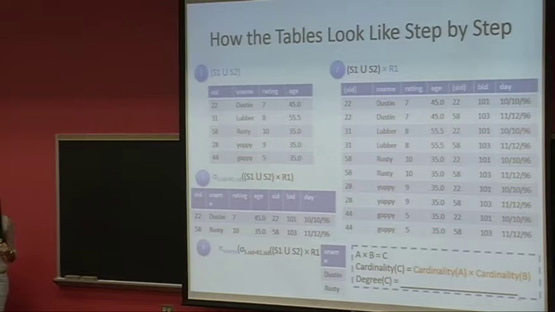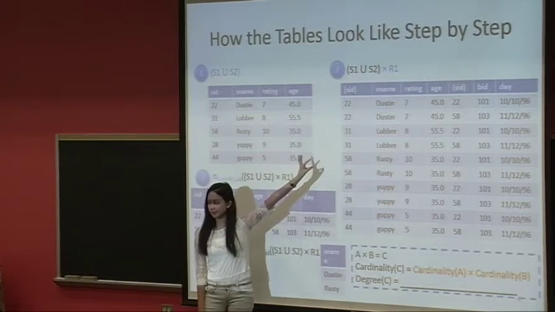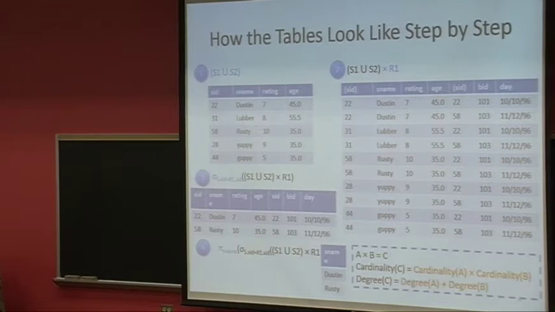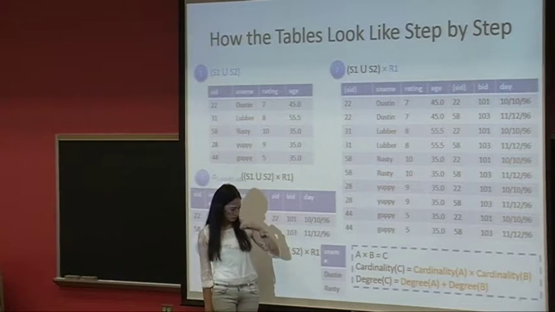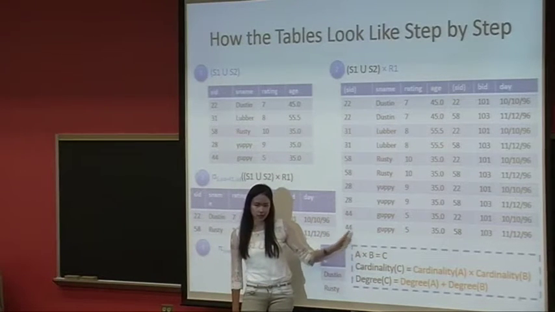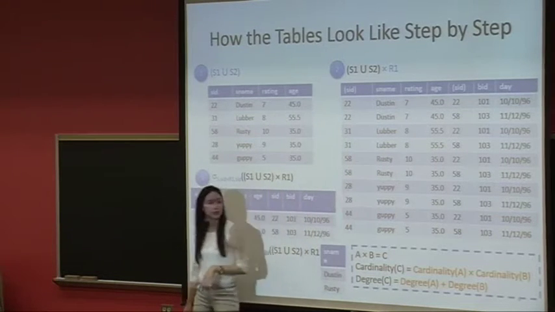Then you can figure out what's the degree. You look at how many fields the result has. The sum. Just the sum, right? You just add the two together. So that's for degree. So just remember, when you take a cross product between tables, the final result has the product of the cardinalities and the sum of the degrees. So that's the second step.